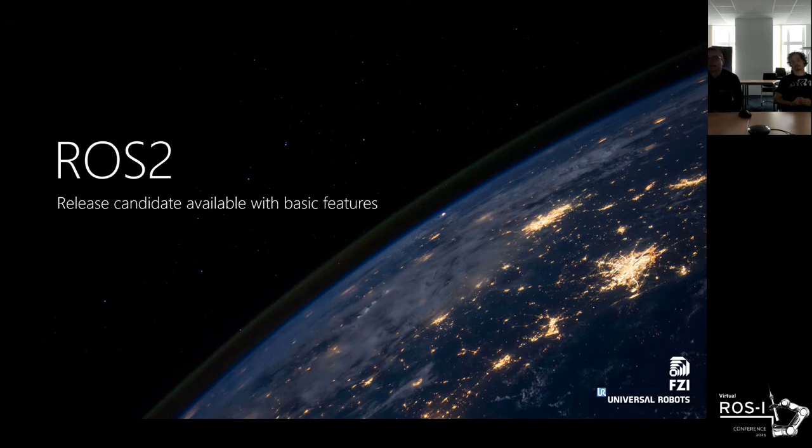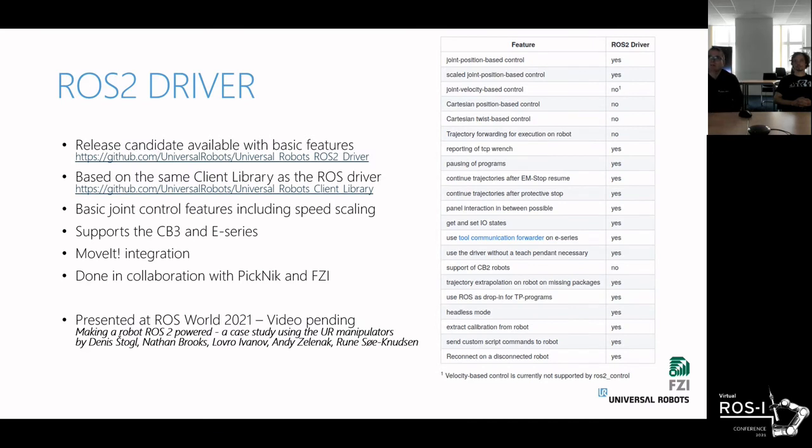Then, as mentioned by Felix, but also at ROS World, we have a release candidate available with basic features for ROS2, done mainly by Picnic, but also together with FZI and us. I think we received a lot of feedback already, and please continue. As with the ROS1 driver, it supports CB3 as well as the E-series. It has the joint speed scaling interface as well as the joint trajectory interface. Velocity was not yet implemented as far as I understand, due to ROS2 control, but I guess it will come at some point. And thanks to Picnic, of course, for a great integration with MoveIt.